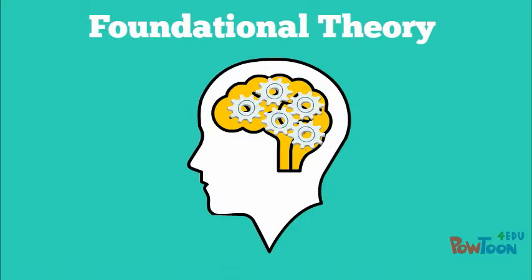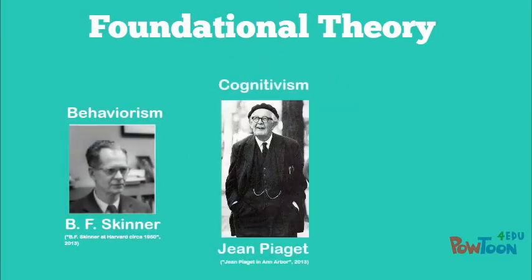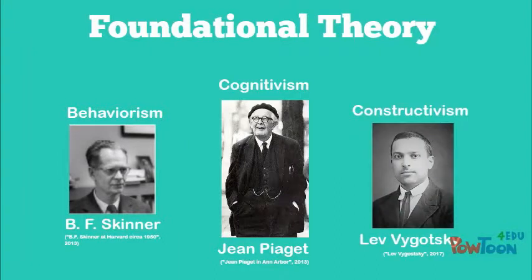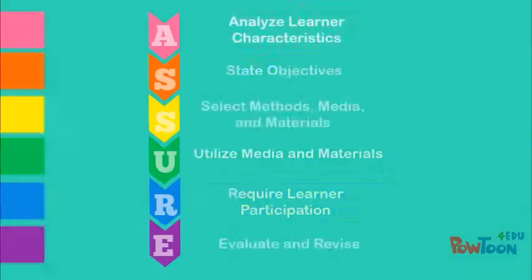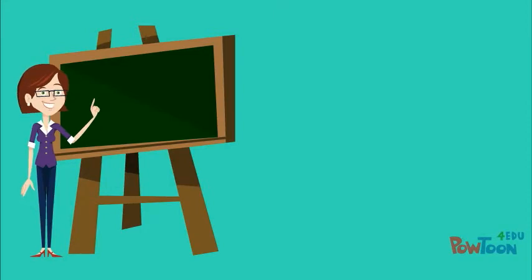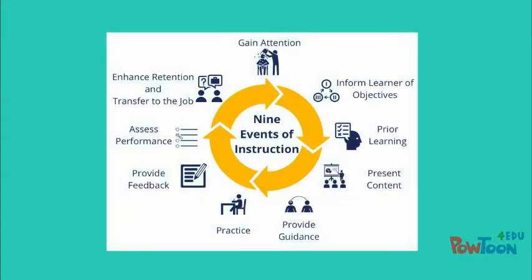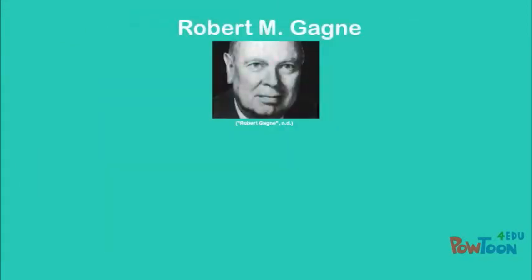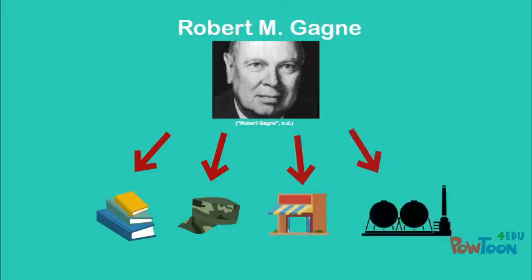Since learning is such a complex process, theorists have produced many theories such as behaviorism, cognitivism, and constructivism. These theories have greatly influenced the development of instructional design models. The Assure model is an instructional design model that is commonly used in classrooms and incorporates Gagne's 9 events of instruction. Today, Robert Gagne continues to influence instructional designers in the field of education, military, business, and industry.